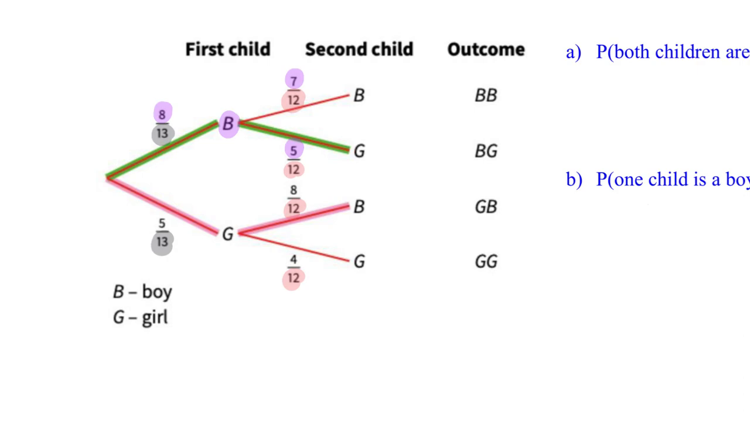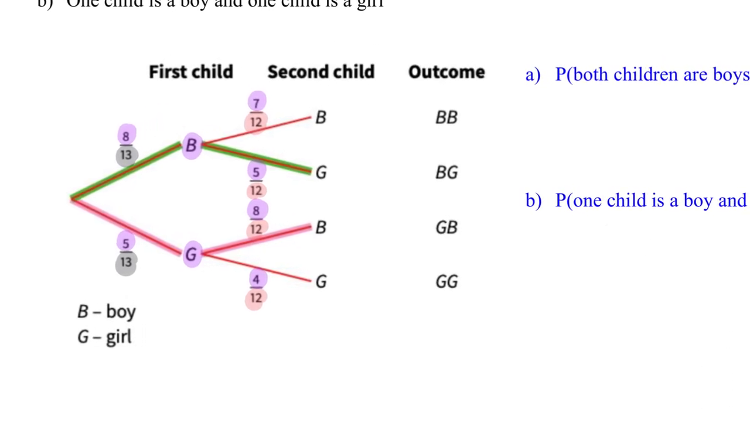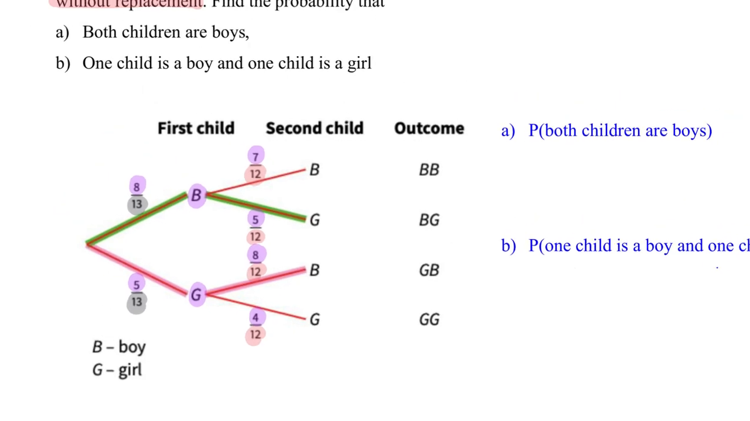Okay, if the first child that I'm going to choose is a girl, at first it is 5. If I have chosen the first child to be a girl, what happened to the number of girls? Yes, reduced by 1. And the number of boys still remains as 8. Okay, so this is how the probability diagram looks like. And then we can just dwell on the question now.